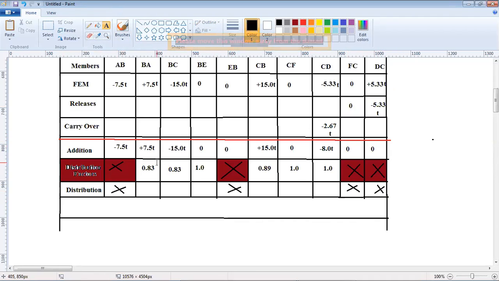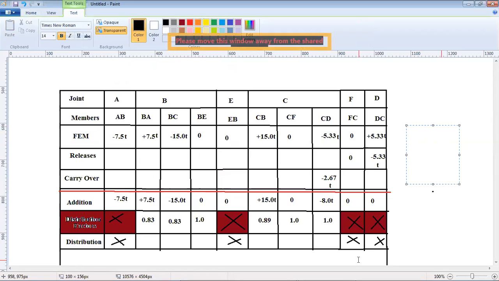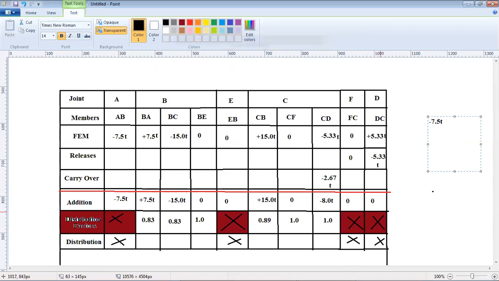Where do you do the distribution? You do the distribution first at B. Now what is the total moment at support B? It's plus 7.5 T for BA. This one. This is plus 7.5 T. And then minus 15 T for BC. For BE, it's 0. So the total moment that you are getting at support B is minus 7.5 T.